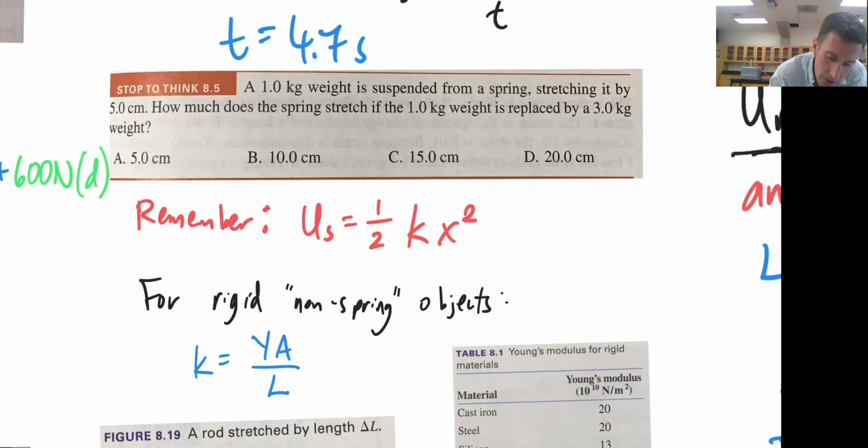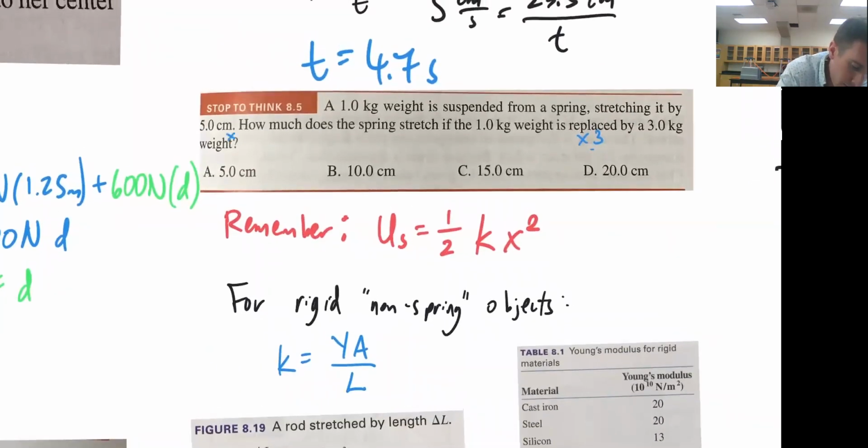I have tripled my mass, right? So my 1 kilogram went to 3, so that tripled. And since it's directly proportional, I would take my 5 centimeters and I would triple that. 5 times 3 is 15 centimeters. Same spring constant. So I could do all the math, but I also just know it's tripled. I'm good to go. Okay.